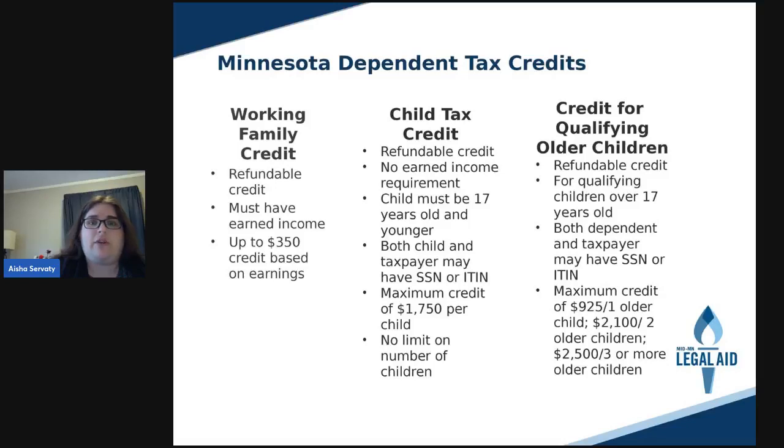There's also the credit for qualifying older children, which is a refundable credit. It's for qualifying children over 17 years old. So children who are 18 years old and those who are under 24 and are full-time students, as we talked about previously. Both the dependent and the taxpayer may have a social security number or an ITIN number. The maximum amount of the credit is $925 for one older child, $2,100 for two older children, and up to $2,500 for three or more older children. So there is a limit on the number of children for the credit for qualifying older children. But again, there is no limit on the child tax credit itself if you have children who are 17 years old and younger.